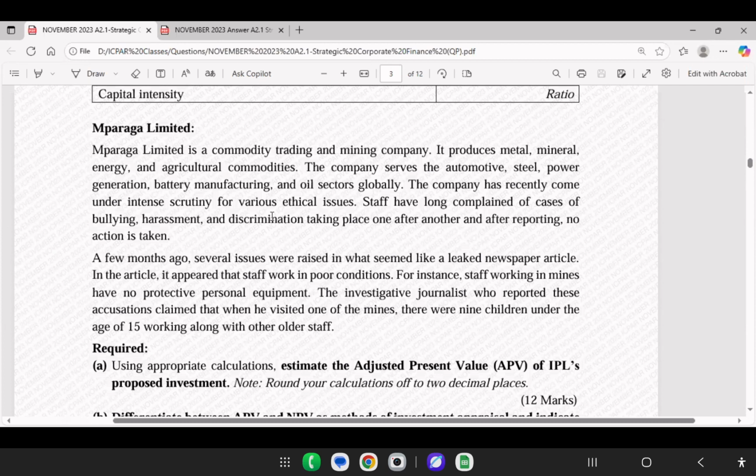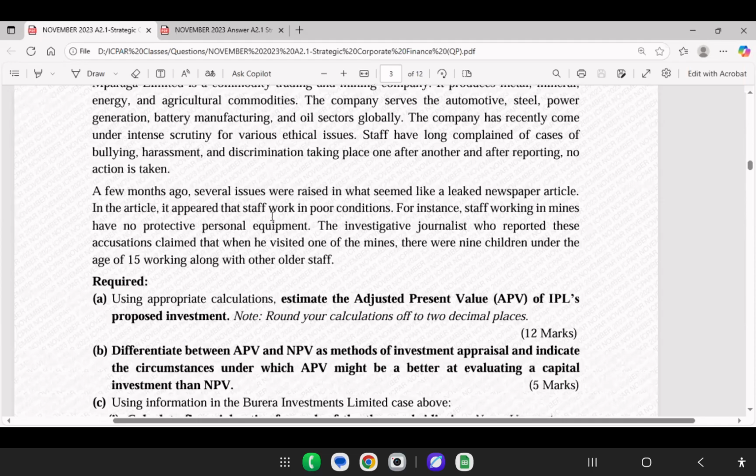For instance, staff working in mines have no protective equipment. The investigative journalists who reported this accusation claimed that when he visited one of the mines, there were 9 children under the age of 15 working along with other staff.